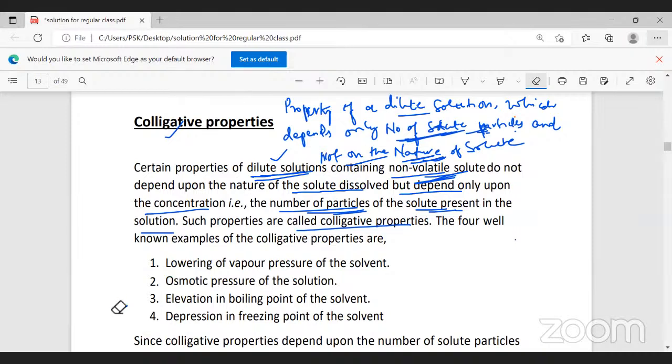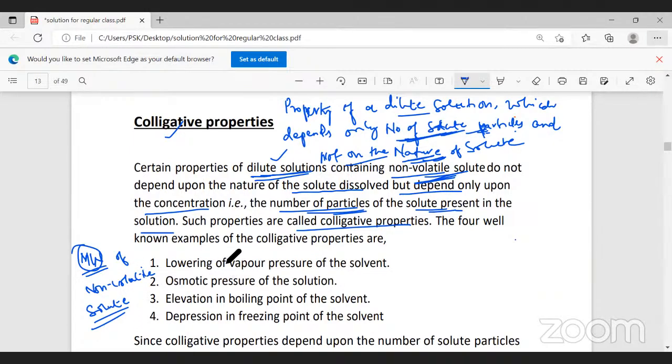So it's a property of a dilute solution which depends on the number of solute particles, not on the nature. Those kinds of properties are called colligative properties. So we have 4 colligative properties. What's the purpose of learning colligative properties? The purpose is that we can find the molecular weight of non-volatile solutes. This is one of the applications of colligative properties.